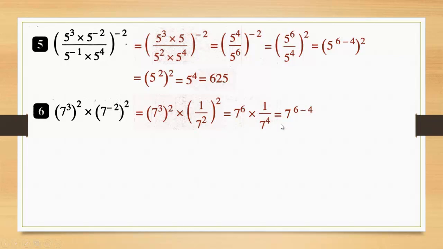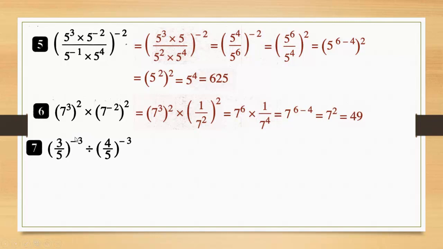We will put the base 7 and start subtracting, because this is considered division, and start subtracting the powers. 6 minus 4 equals 7 power 2. That equals 49. Example number 7: 3 over 5 all power negative 3 divided by 4 over 5 all power negative 3.